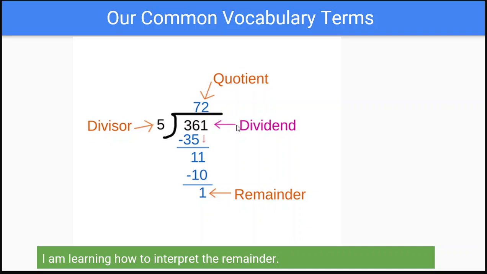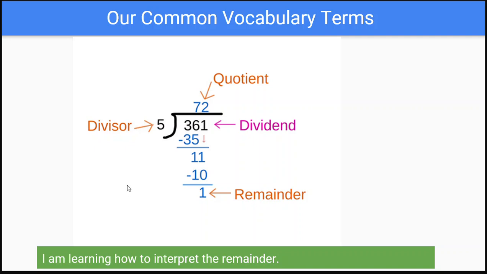In a division problem, we've got the dividend. That's the total amount that we're starting with. We've got the divisor. That's the number of groups we're dividing it into. You have the quotient. That's the answer that you receive. And then the remainder is the amount left over. So let's take a look at how that looks in a real problem.